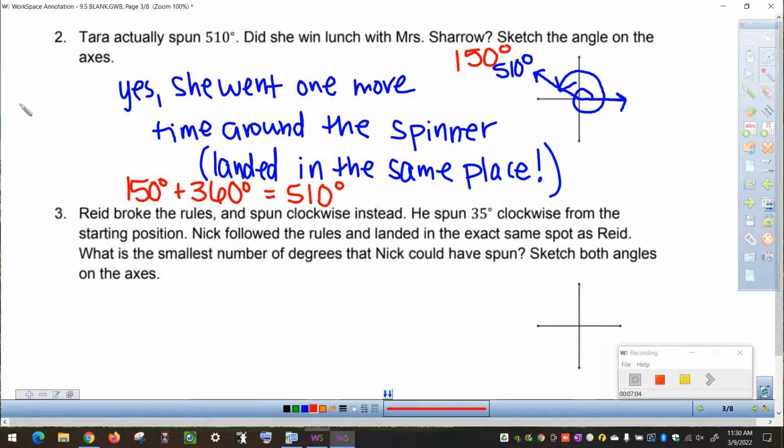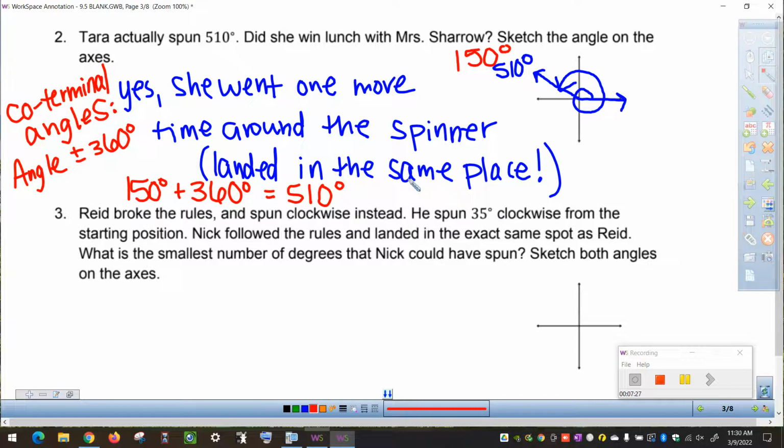So let's go ahead and write off to the side here. So the second vocabulary piece we have here, we'll call these coterminal angles. And the way that we find it is we take our original angle measure and we simply add or subtract 360 degrees. So this can go either direction. Like imagine we started with 510 degrees. Well, if we subtract 360, we're going to end up with 150.